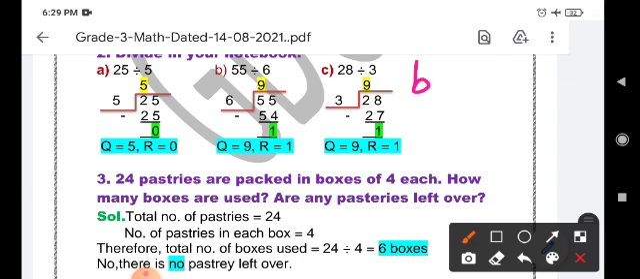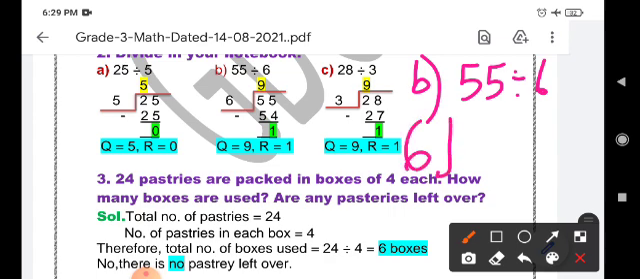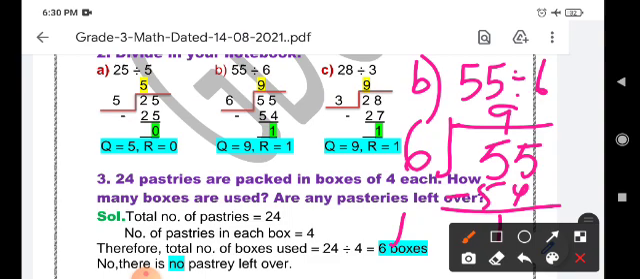Come to B part. 55 divided by 6. That means 6 you will keep near the door of the den. 55 will be inside the den. And we know 6 10s are 60. That is 5 more than 55. So we can't go for 6 10s. We can go for 6 9s are 54. Then we have to subtract. We will get the remainder 1 and quotient is 9.